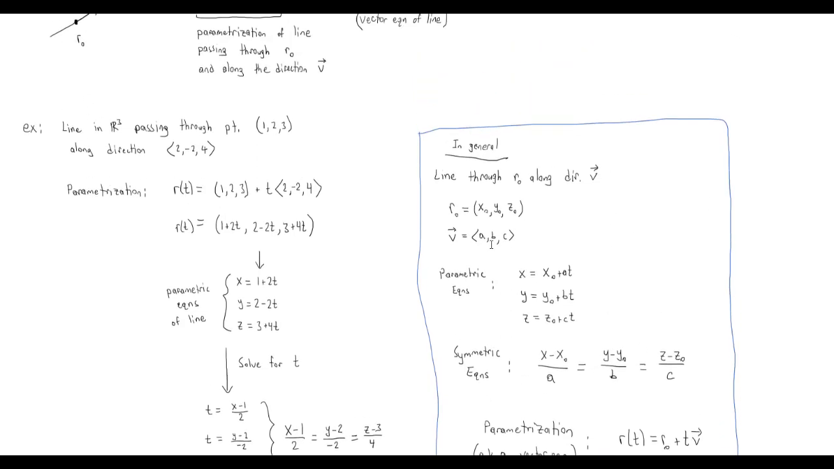All right. So then these would be the 3 ways of describing a line in R3. Okay.